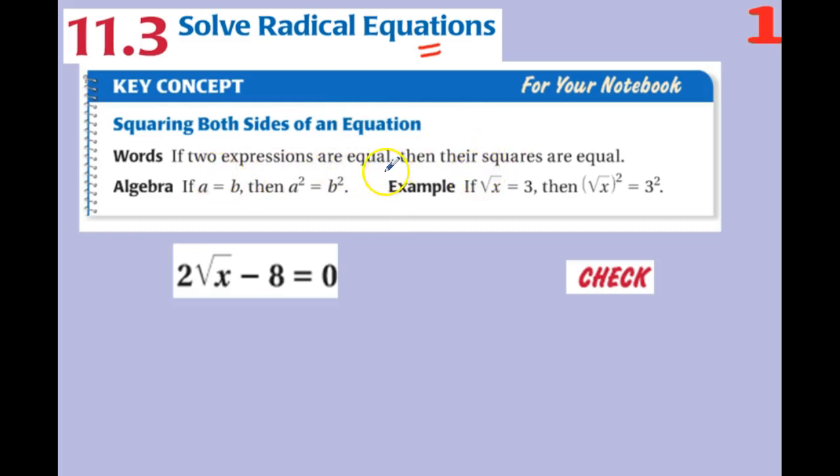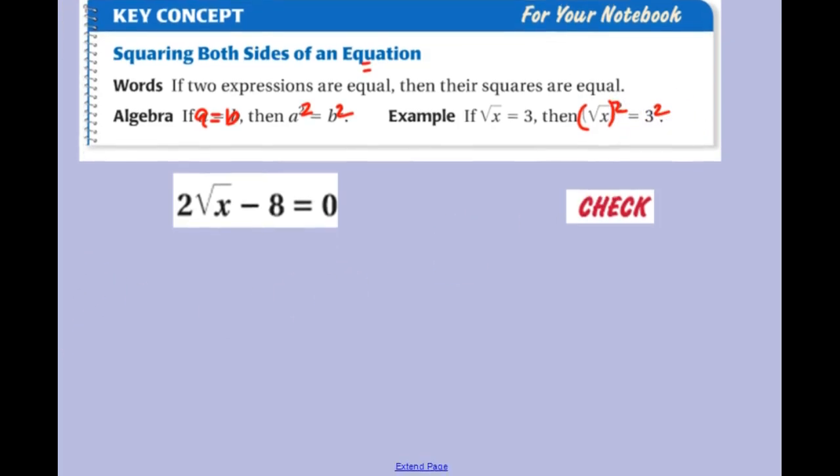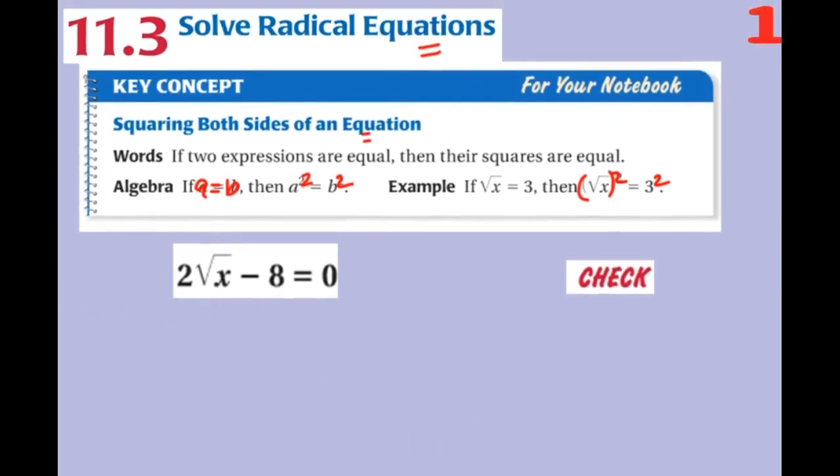If two expressions are equal, then their squares are also equal. So for example, if a is equal to b, then a squared must be equal to b squared. So they're telling you that the square root of x is 3. Well, if I square one side, then the other side, also squared, must be true. So we need to solve this. We're going to use this skill in a little bit.